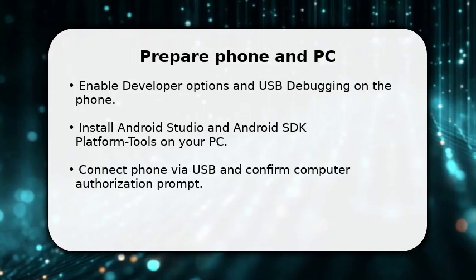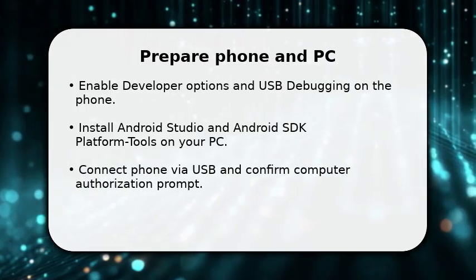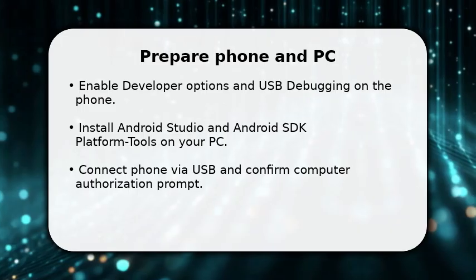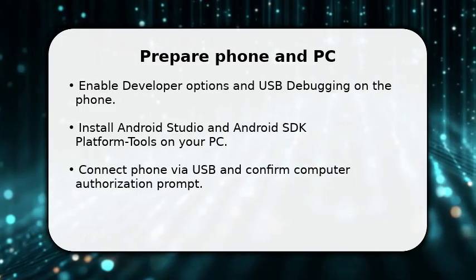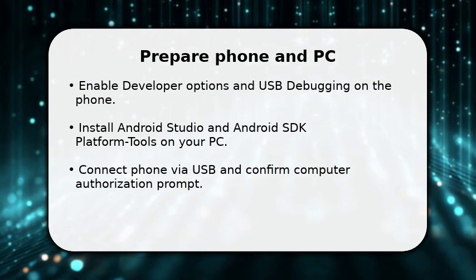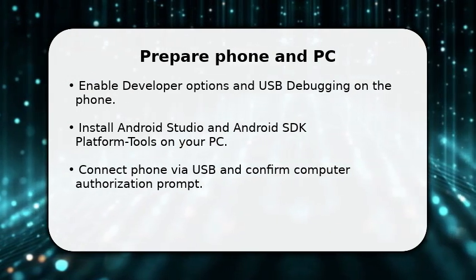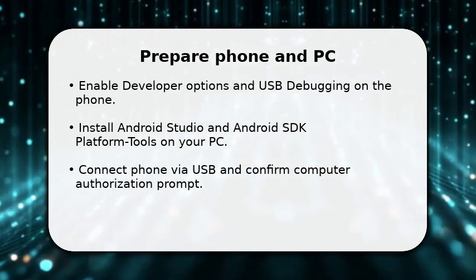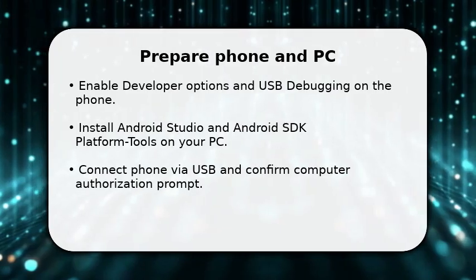Once connected by USB, accept the RSA authorization dialog on the phone so your PC is trusted. Now you have the prerequisite link. Proceed to configure ADB for wireless mode. Now you switch ADB from USB to TCP/IP so you can run apps wirelessly.